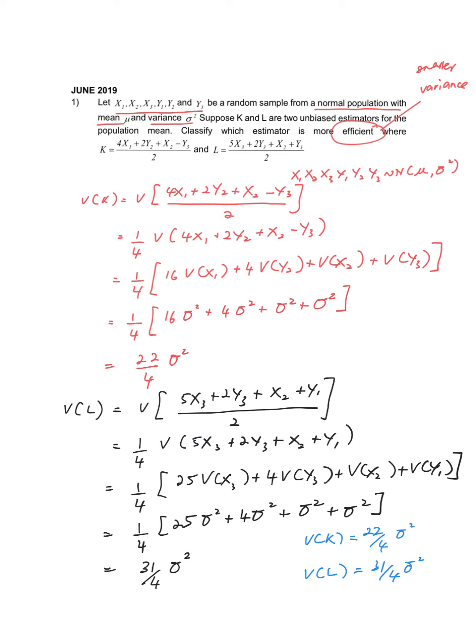So which one is smaller? Okay. Yang ni 5.5. Yang ni 7.75. So meaning that variance of K is less than variance of L. So kita boleh kata K is more efficient since the variance are smaller than L.